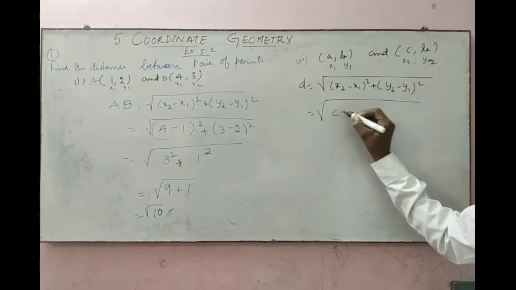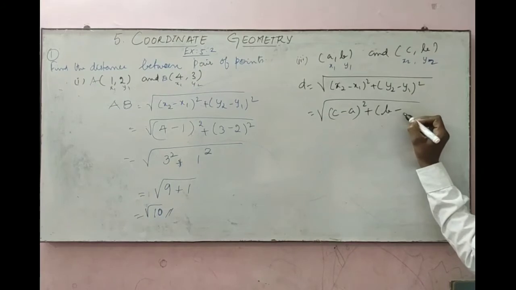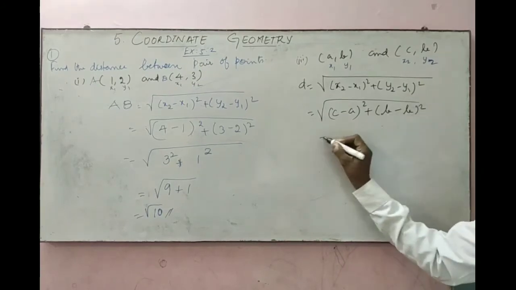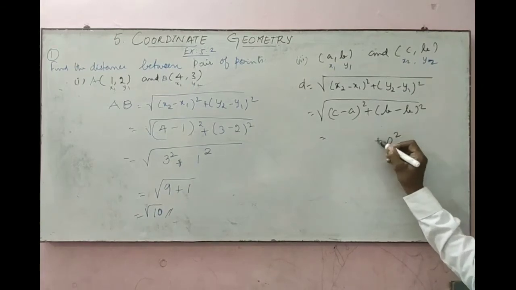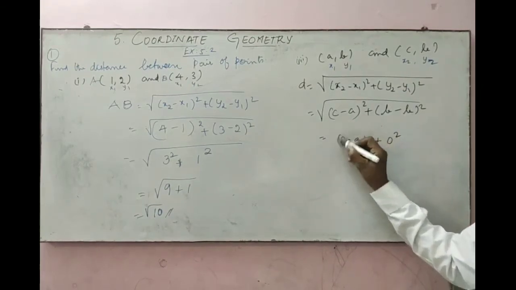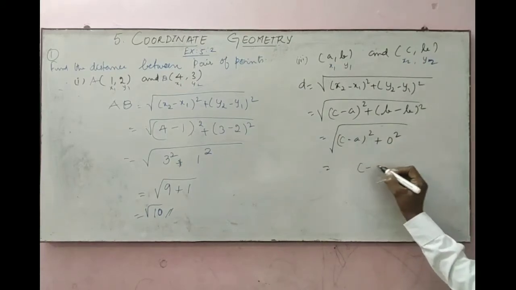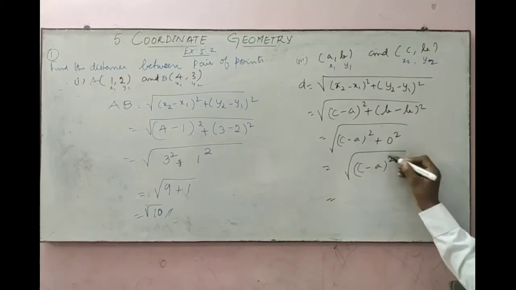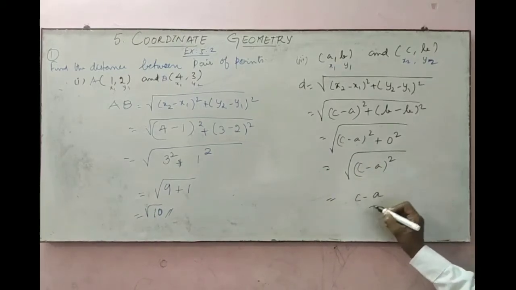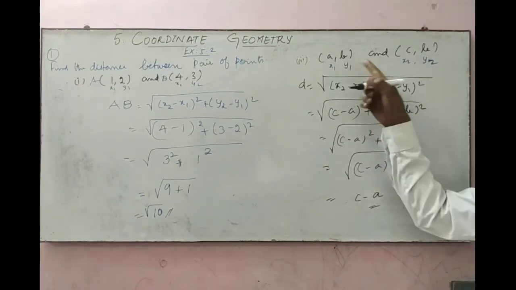x2 is c minus a whole square plus b minus b whole square. b minus b is 0, so 0 square. We can simplify this: c minus a whole square within the root. Square and root get cancelled, and you will get the answer as c minus a. So this is the distance between the points (a, b) and (c, d).